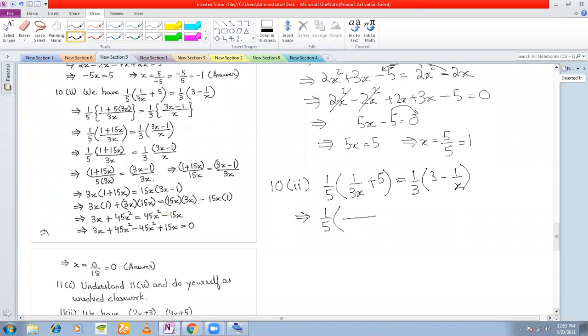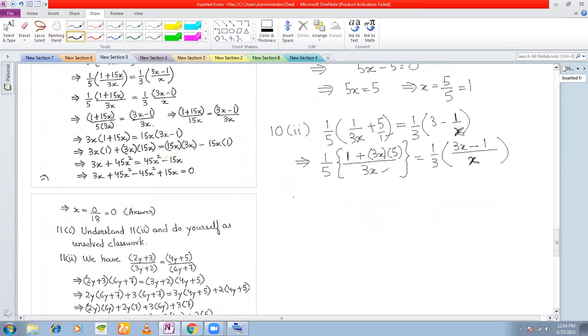1 by 5. Take the LCM here, 3x. 3x by 3x will give you 1. So 1 into 1 here, 1 will remain. Plus, and here you have a 1 here. So this 3x divided by this 1 will give you 3x. That means 3x into 5. Let me put a curly bracket here. Is equal to, now you take the LCM here also. The LCM here is x. x divided by 1 will give you x. 3 into x is 3x. This x divided by this x will give you 1. And 1 into this 1 will give you a 1.